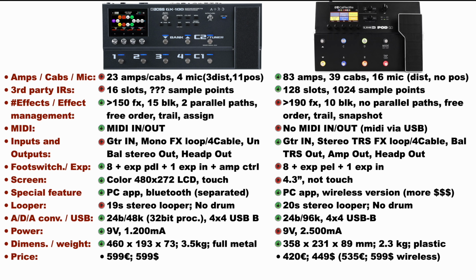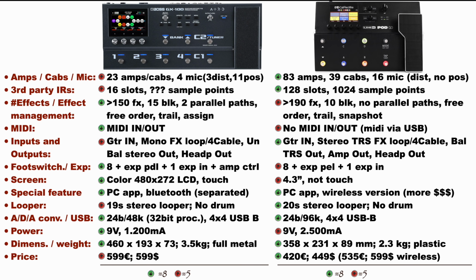And finally, as regards the price, the Pod Go is less expensive, but we have to say that the GX100 has been just launched and therefore the price could decrease in the coming months. So finally, let's count the green and red thumbs. We have 8 greens with 5 reds for the GX100 and 8 greens and 5 reds for the Pod Go. Therefore, they are on par.